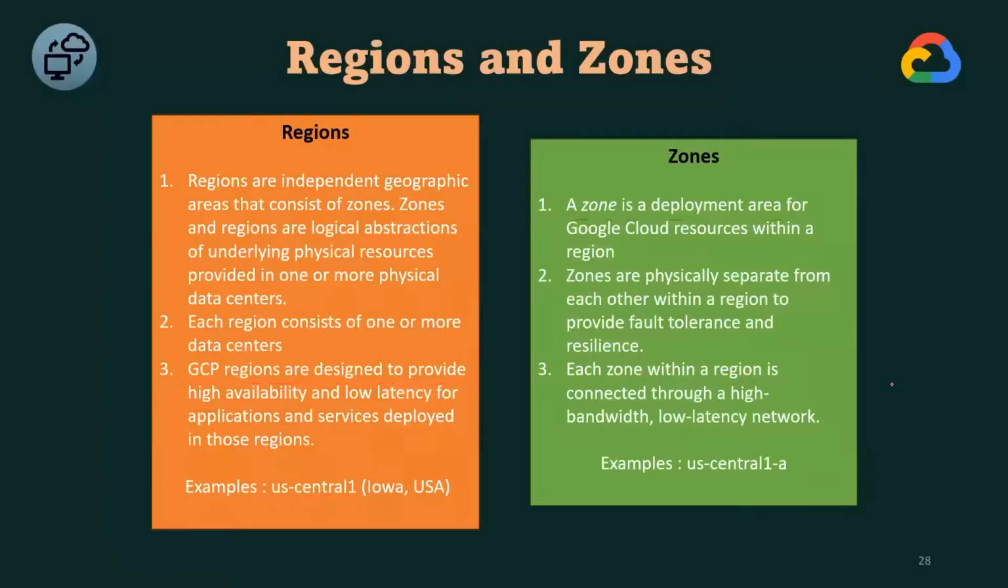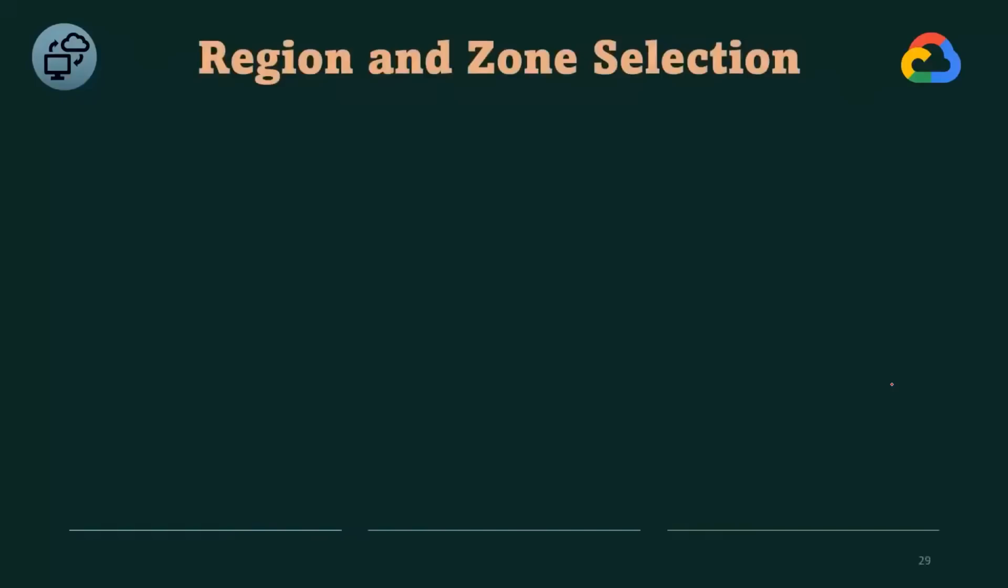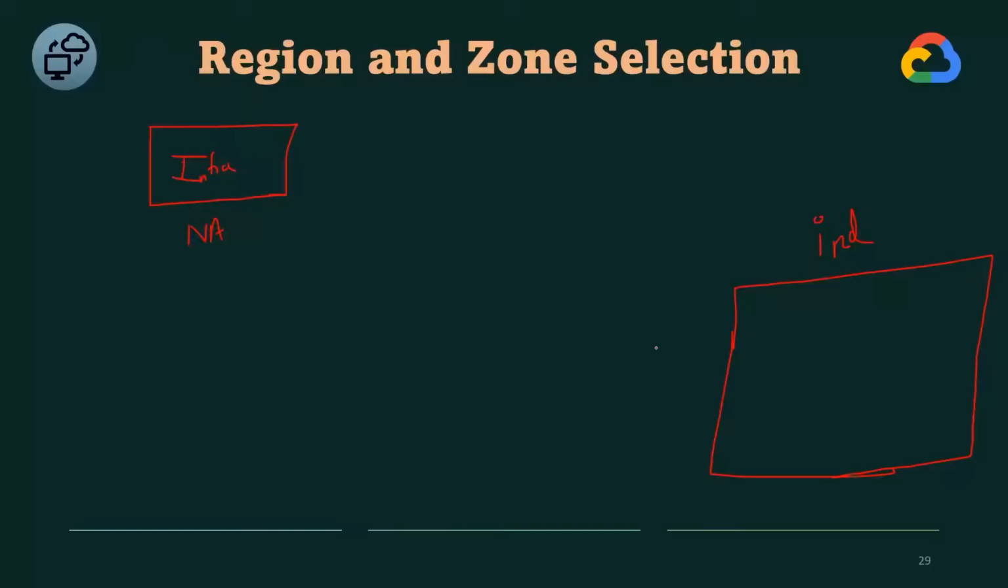So let us see how it actually works. For example, whenever you are deploying your application, assume this is North America. This is North America's data center or infrastructure, you can think of. And this is India, guys. You have plenty of Indian users, and you want to create one application for them.